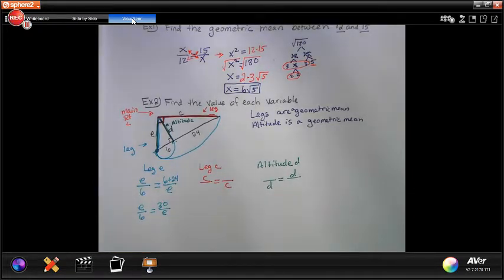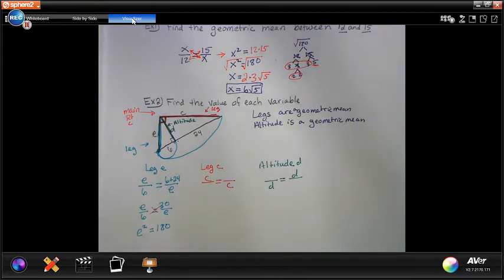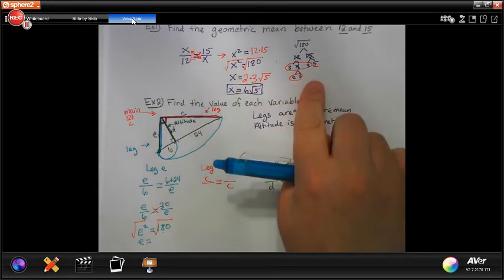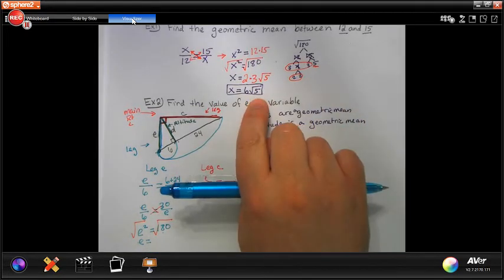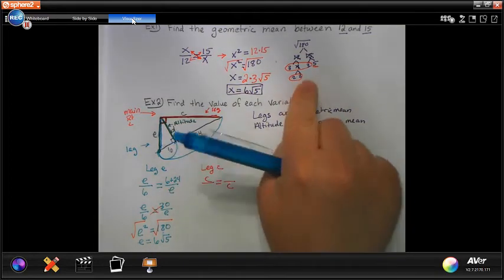So when you cross multiply those, we get E times E, which is E squared, equals 6 times 30, which is 180, which is kind of nice, because we've already done 180. Since this is E squared and we need E, we would square root. So I get E equals the square root of 180. I did that up here, so I don't have to do that again. I already know the square root of 180 is 6 radical 5. If I had not done that work, I would do that work now.